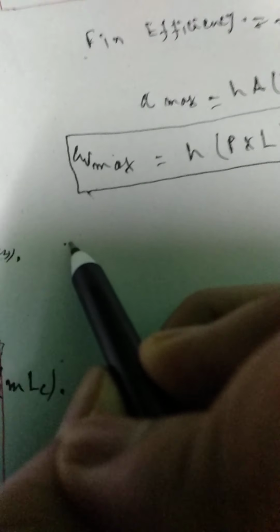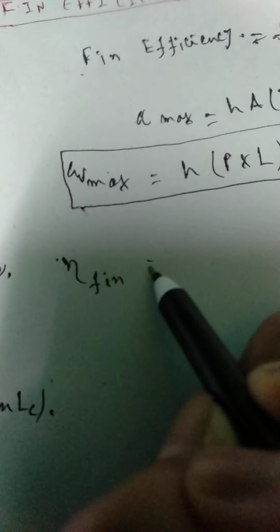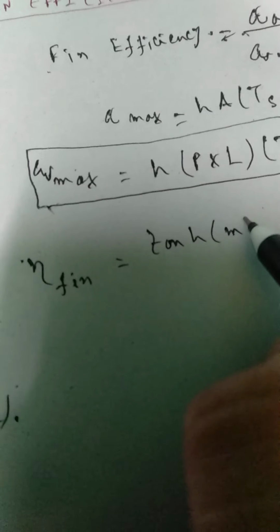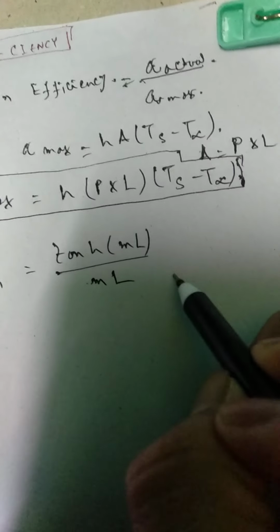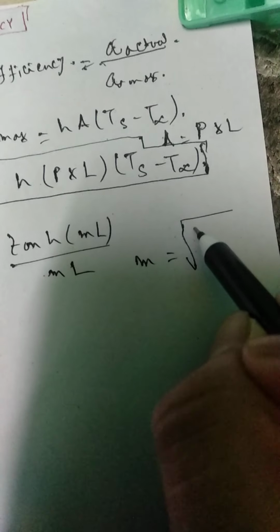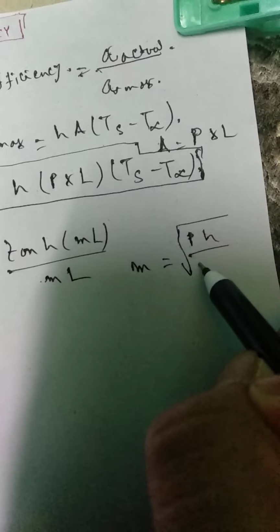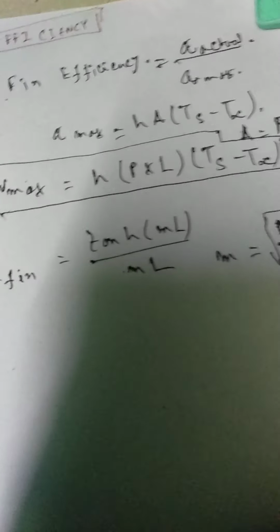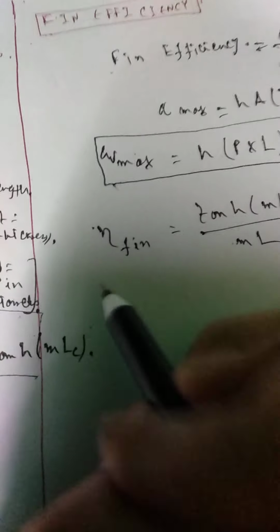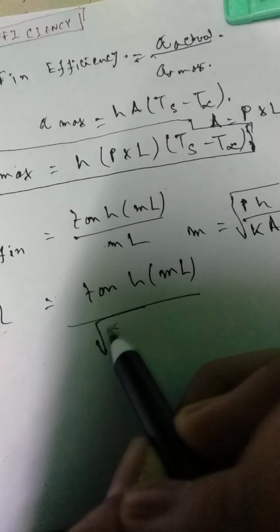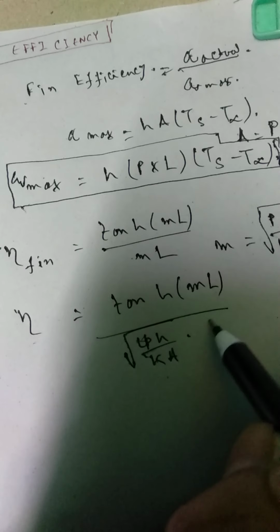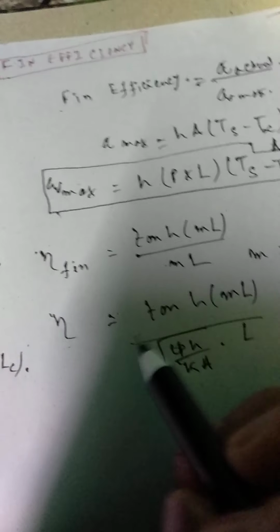Now the efficiency of the fin can be written as tan hyperbolic mL by mL, where m is equal to under root of hP by kA, since we will be putting the values of m. So this is the efficiency of the fin.